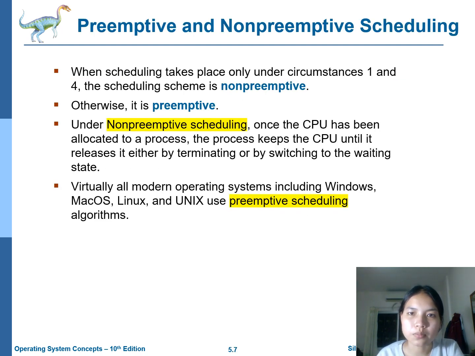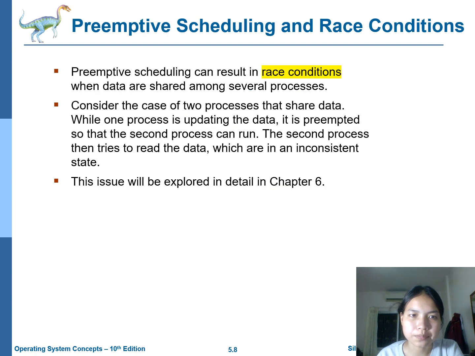Preemptive and non-preemptive sharing. When sharing takes place only under circumstances 1 and 4, the sharing scheme is non-preemptive, otherwise it is preemptive. Under non-preemptive sharing, once the CPU has been allocated to a process, that process keeps the CPU until it releases it, either by terminating or by switching to the waiting state.